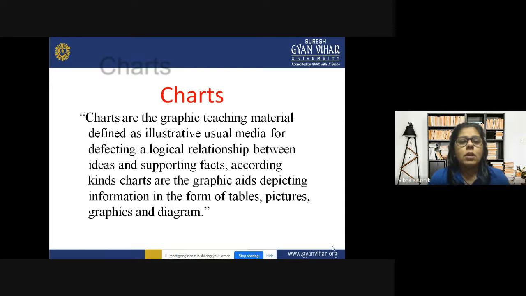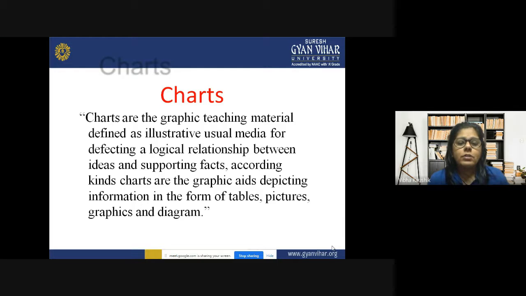Now charts. Charts are graphic teaching material through which the teacher can teach. They are defined as illustrative visual media for depicting a logical relationship between ideas and supporting facts. Through a chart we can detect a logical relationship between two objects, between two variables, between two ideas, and supporting facts.